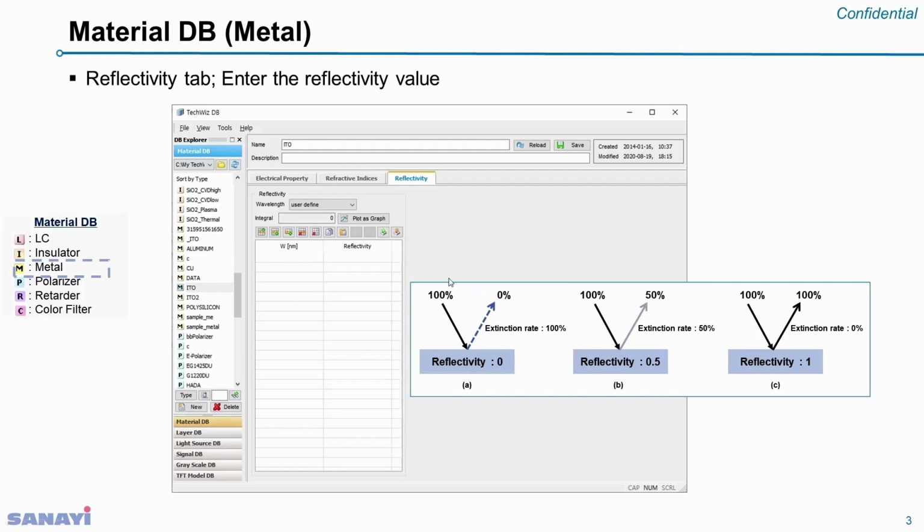Moreover, if the reflectivity is 0, the extinction rate is 100%. So the incident light is perfectly absorbed. And let's go back to the program.